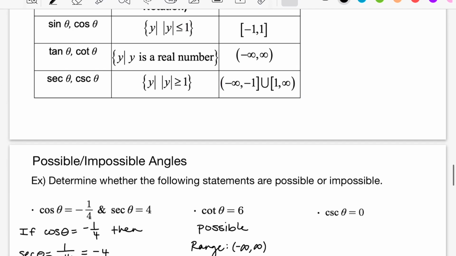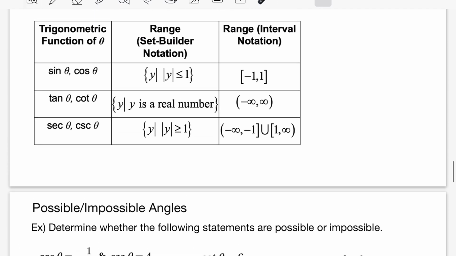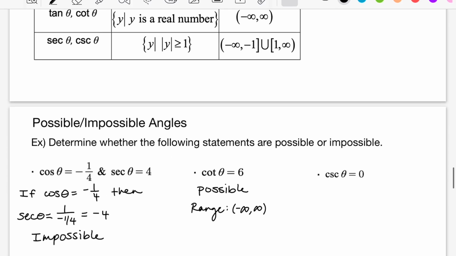And lastly, we want to figure out if cosecant theta can equal 0. Going back to our range here, it looks like 0 is not in the range of our cosecant function, so this one will be impossible, because 0 is not in our range.